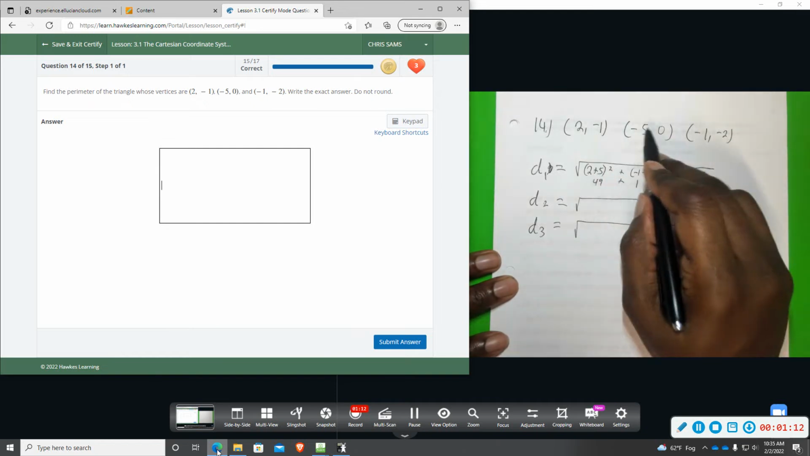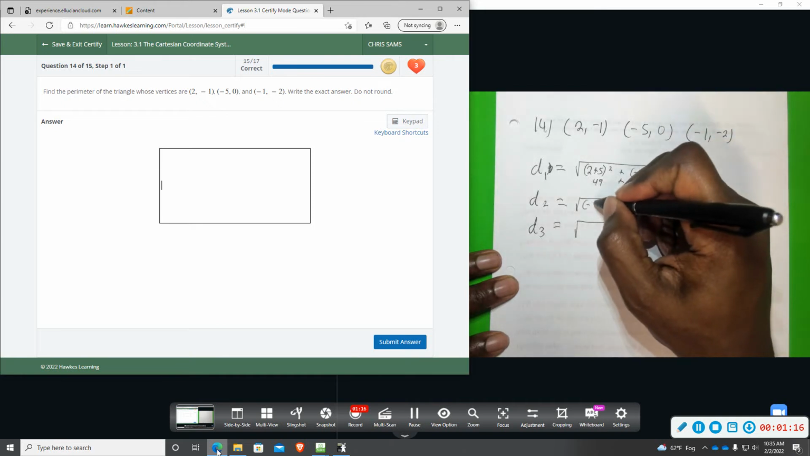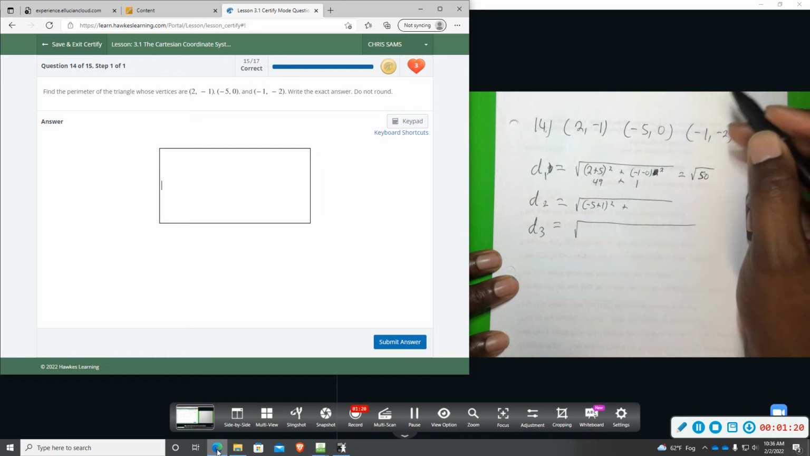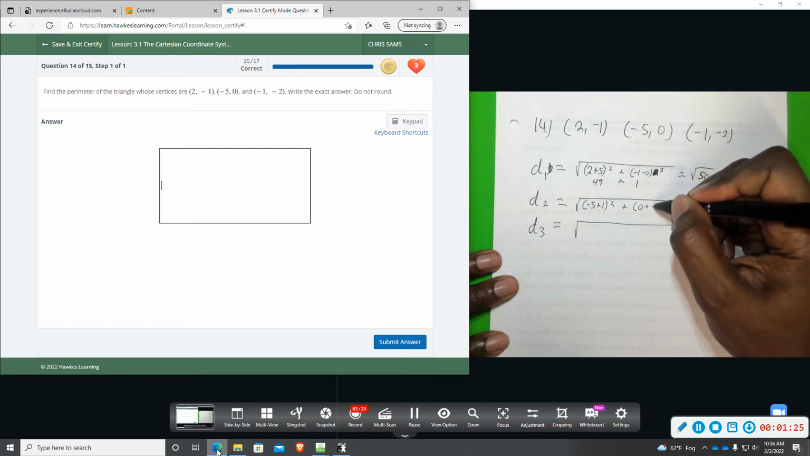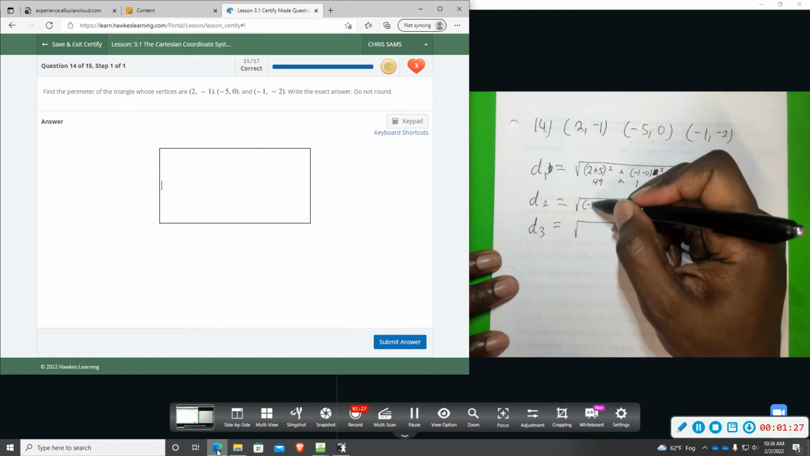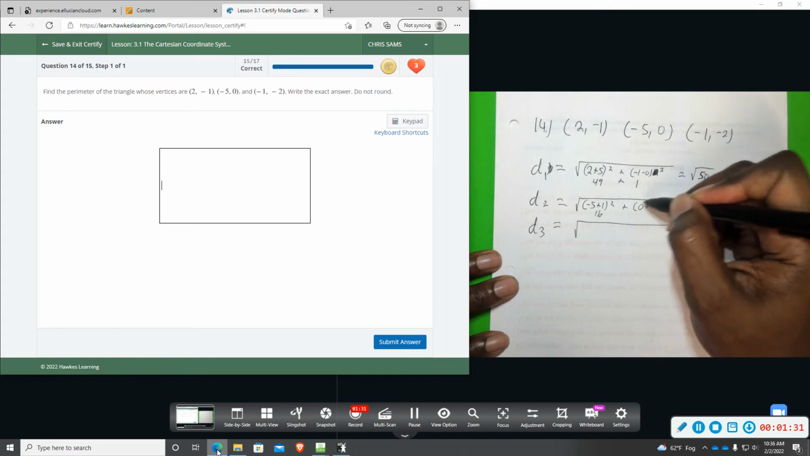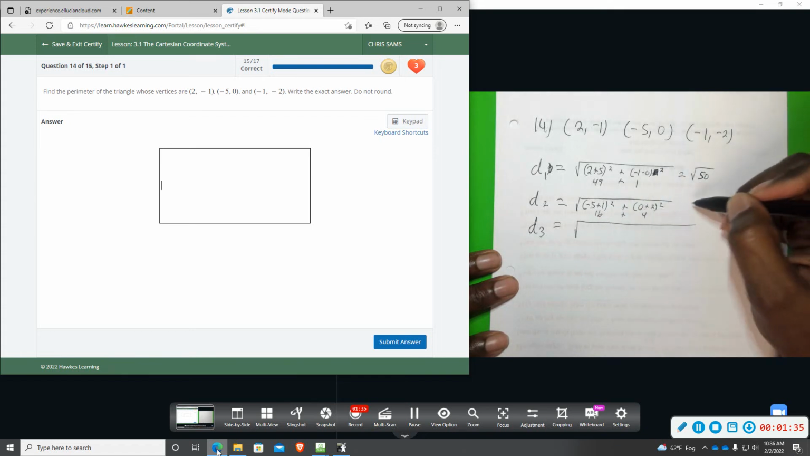Alright, and then this to this, so -5 minus a -1, so -5 plus 1. And then 0 minus -2, so 0 plus 2. This will give you a -4 squared, which is 16. This will give us 2 squared, which will give us 4. Add these, that will give us square root of 20.